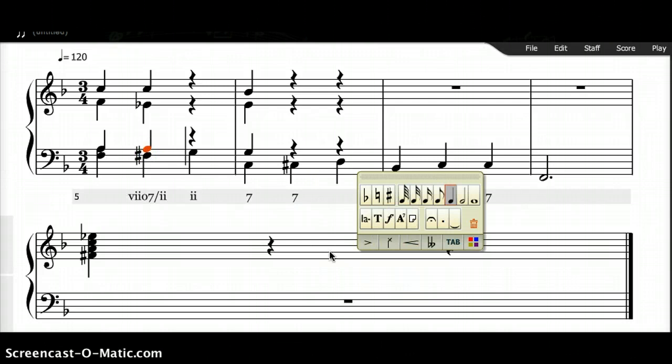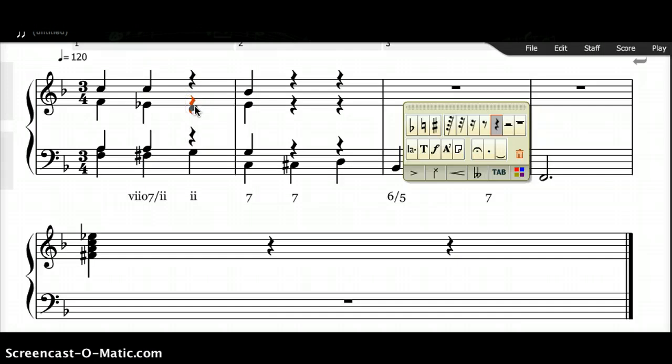Now we have to resolve this correctly. The first thing I'd like you to do is resolve the chromatic pitches. They have to move in a half step, either direction. So our next chord is missing a G, B flat, and a D. So the E flat can resolve down a half step to the D.